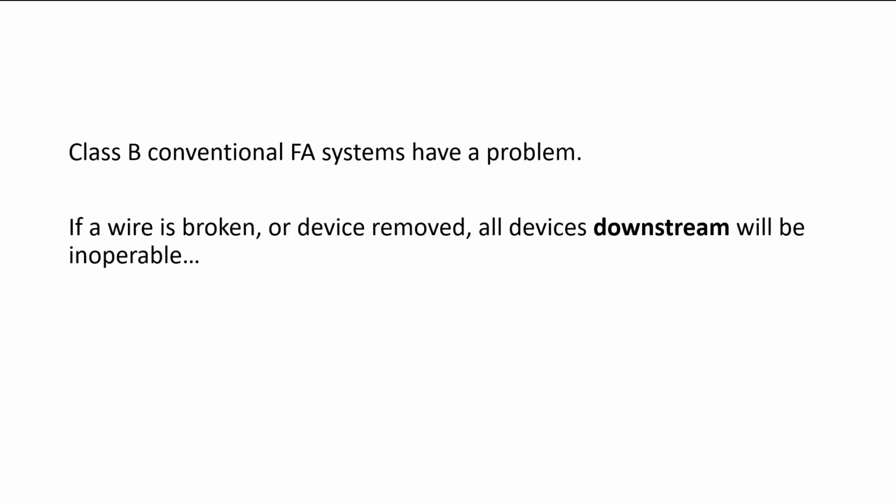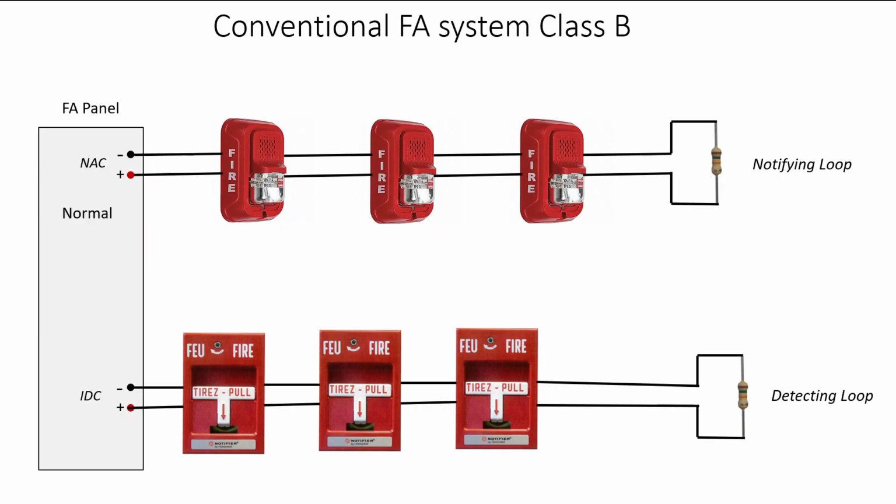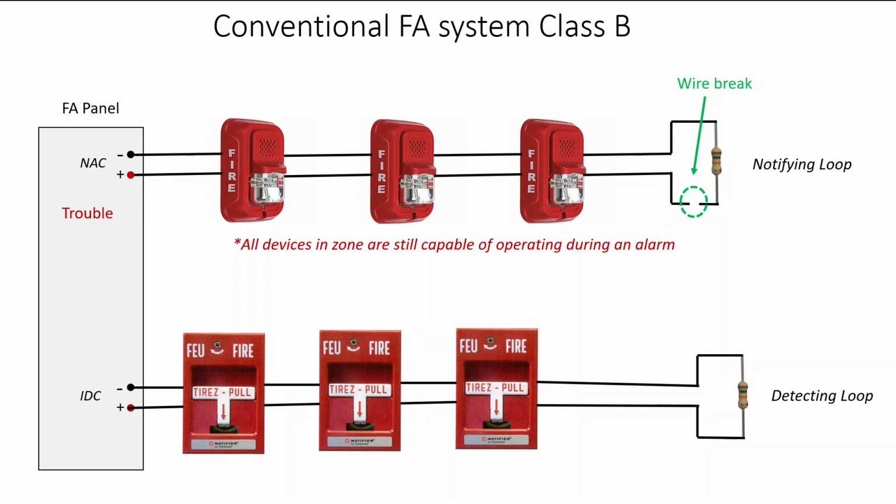Now, Class B conventional fire alarm systems have a problem. If a wire is broken or a device removed, all devices downstream will then become inoperable. So if we take a look at our standard situation here, if I have a break on the notifying loop right up by the end-of-line resistor, certainly the fire alarm panel will go into trouble. However, all of the devices will still be capable of operating during an alarm.